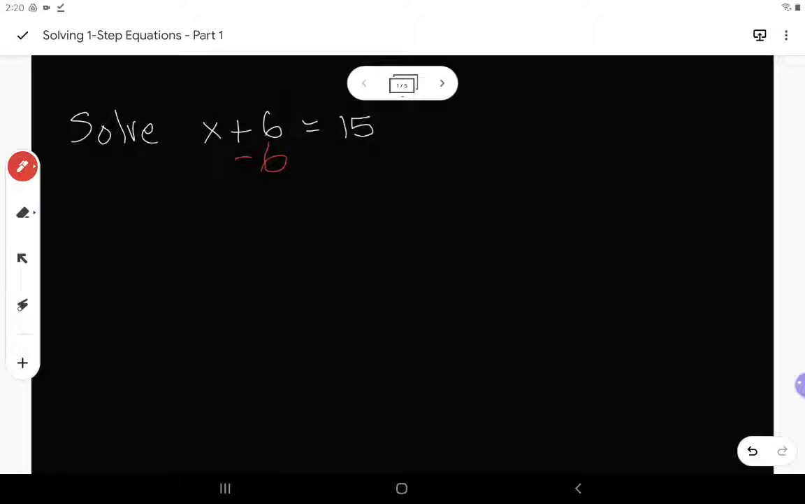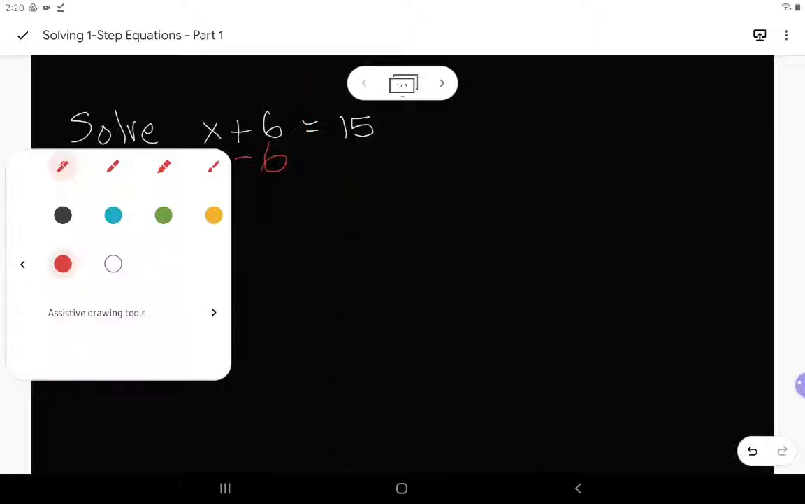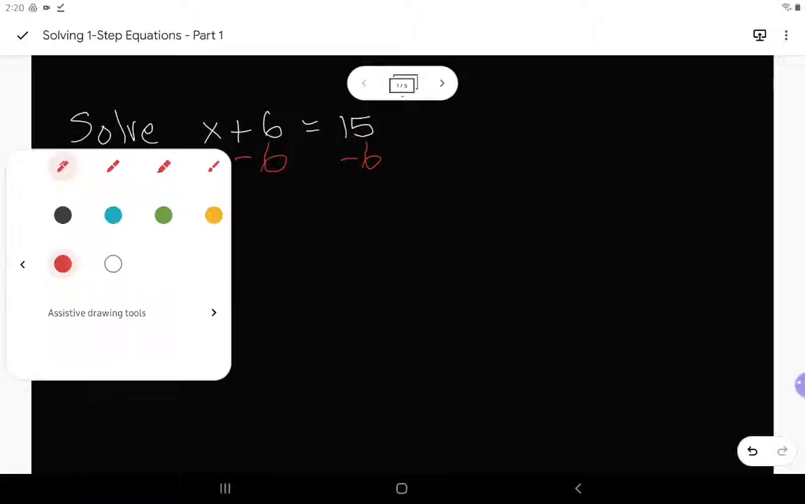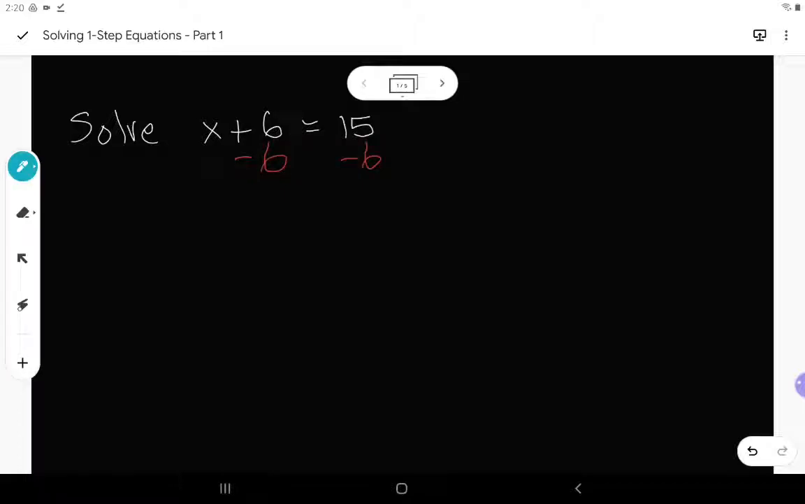And I need to make sure that whatever I do on the left, I do the same thing on the right. I need to treat my equation equally. Both sides want to be treated equally. So I'm going to subtract 6 from the right-hand side as well. Now, the ones on the left cancel each other out, and I'm left with just x. And on the right-hand side, 15 minus 6 is simply 9.